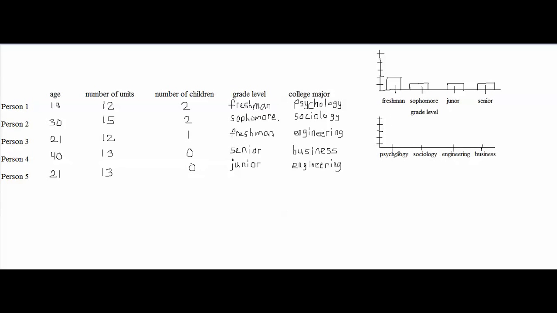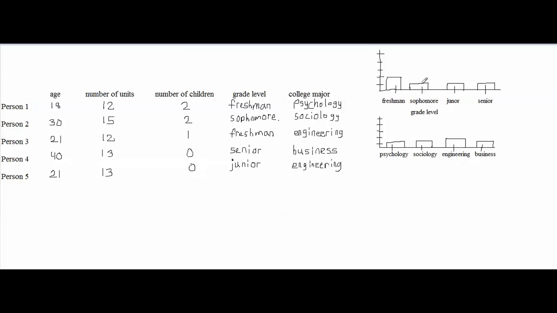So let's find out what the frequency of psychology is. Psychology appears one time in this column, so its frequency is 1. So go up to the first tick mark. What about sociology? It also appears once. And engineering appears twice. So this will go up to the second tick mark. And then business appears once, so it goes up to the first tick mark.